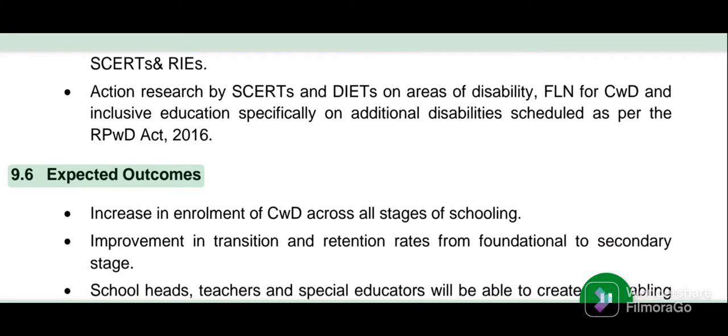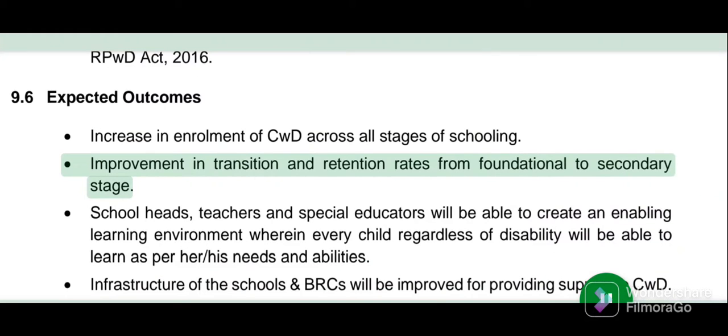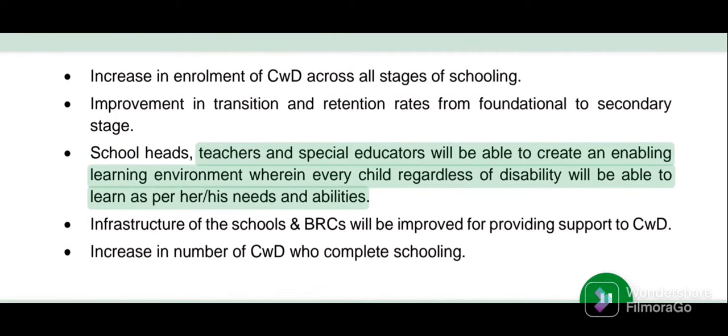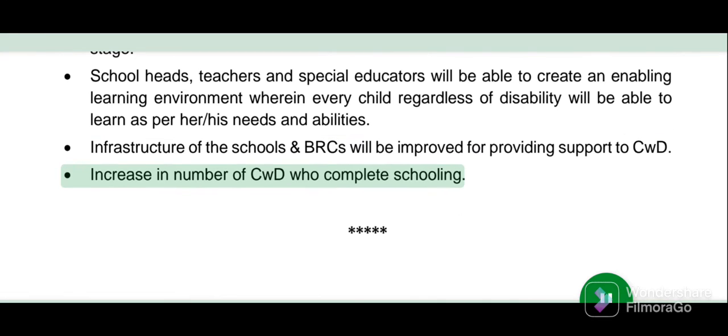9.6 Expected outcomes. Increase in enrollment of CWD across all stages of schooling. Improvement in transition and retention rates from foundational to secondary stage. School heads, teachers and special educators will be able to create an enabling learning environment wherein every child regardless of disability will be able to learn as per his needs and abilities. Infrastructure of the schools and BRCs will be improved for providing support to CWD. Increase in number of CWD who complete schooling.